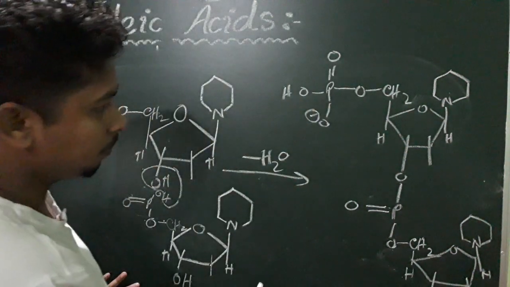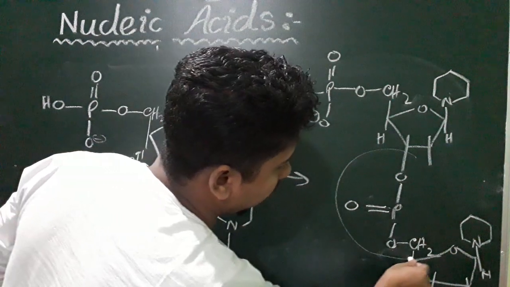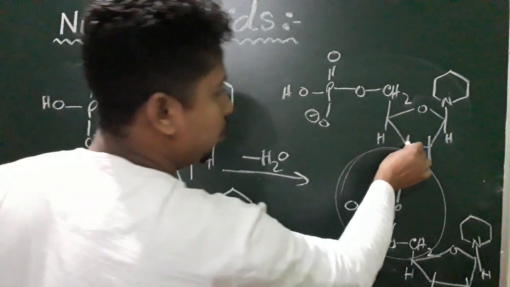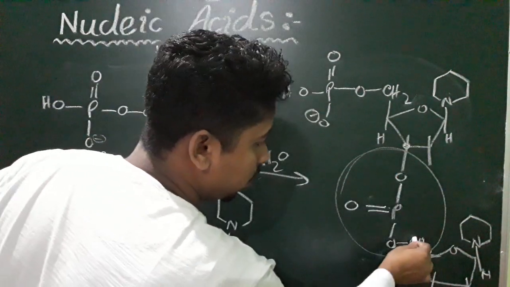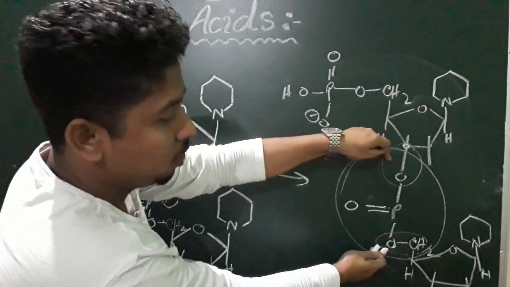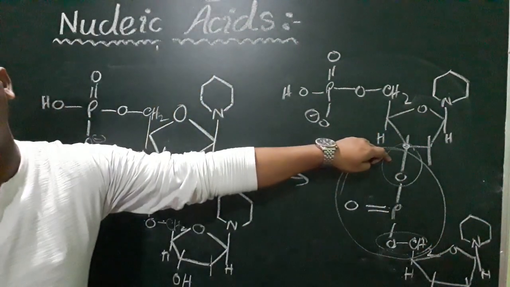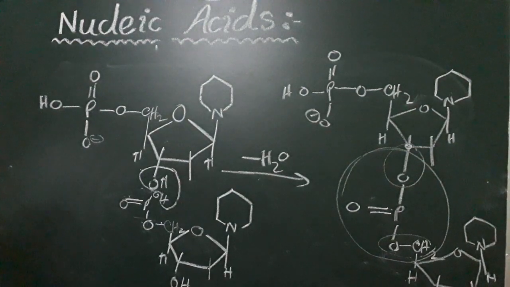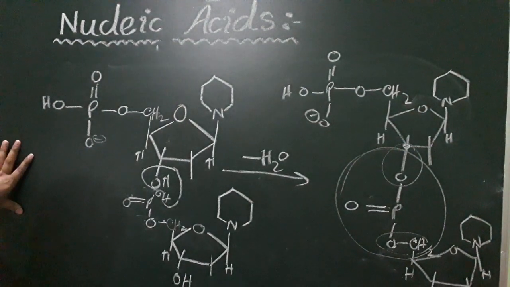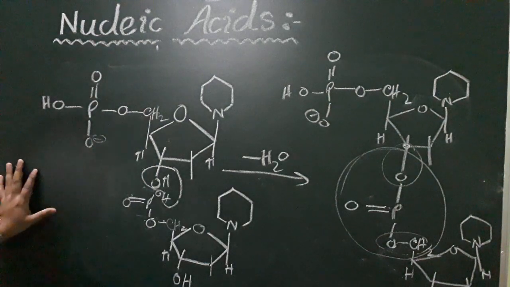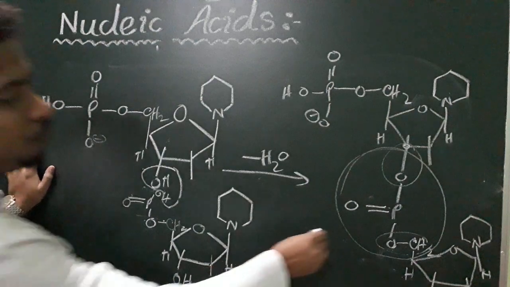Here you see, this bond is called phosphodiester linkage. Here we have one carbon bond oxygen, here also we have carbon bond oxygen. So one ester type bond, another ester type bond. So two ester bonds linked with the phosphate group. This is called phosphodiester linkage. This is the structural representation of this phosphodiester bond.